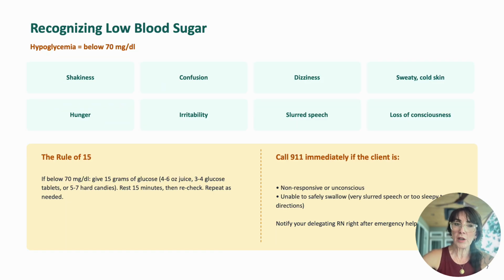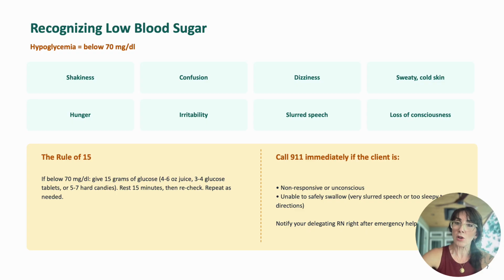You should all be very clear on recognizing signs and symptoms of low blood sugar or hypoglycemia, which is generally known as the level below 70 milligrams per deciliter. They may be shaky, confused, they may be sweaty with cold skin, they can have slurred speech, but the worst would be loss of consciousness.